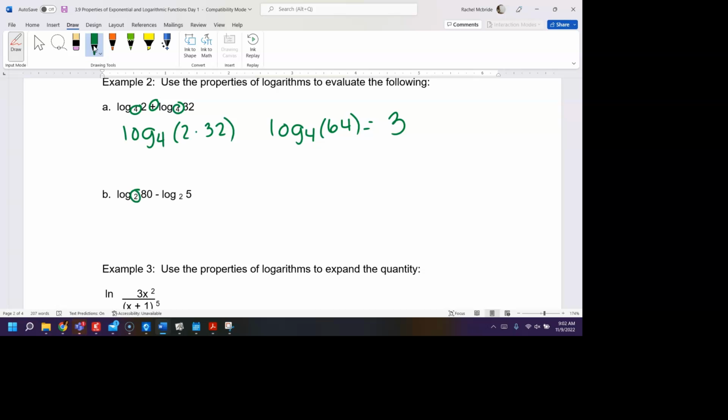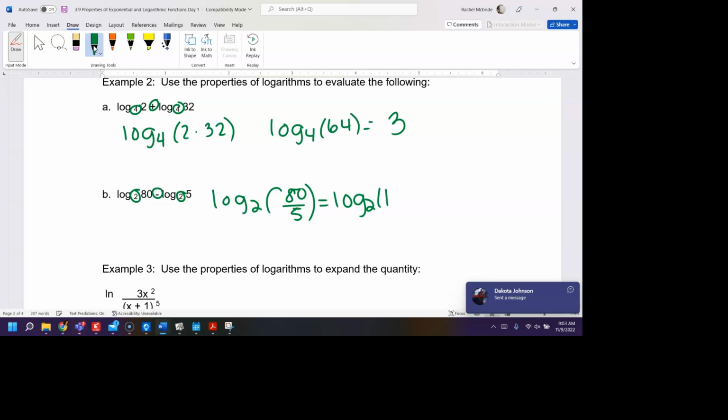Same base, but subtraction becomes division. And 80 divided by 5. Two to what power is 16? So log base 2 of 16 is 4, or this original log is technically 4.